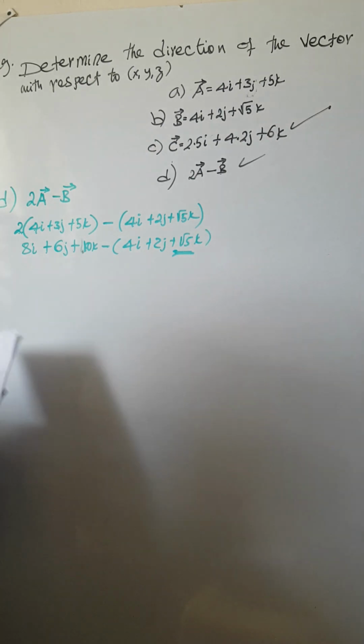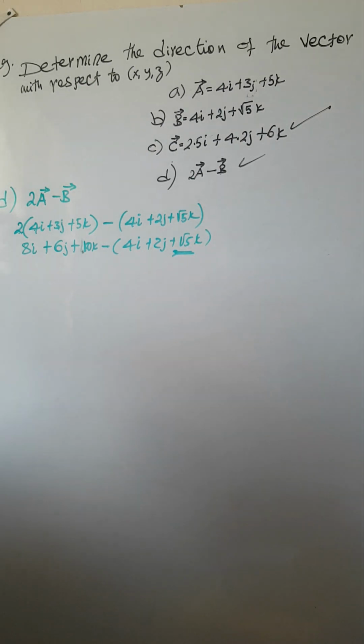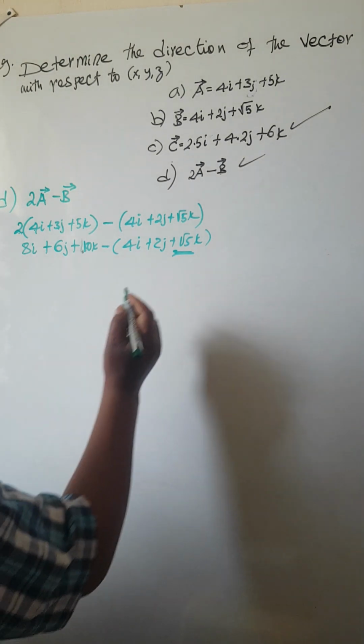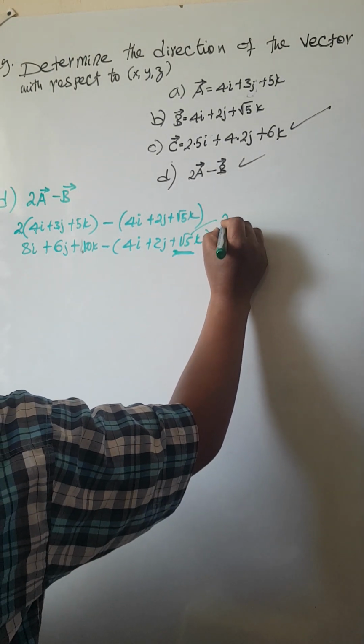For convenience, it's better to take this out of the square root, so that the square root of 5 is 2.24.